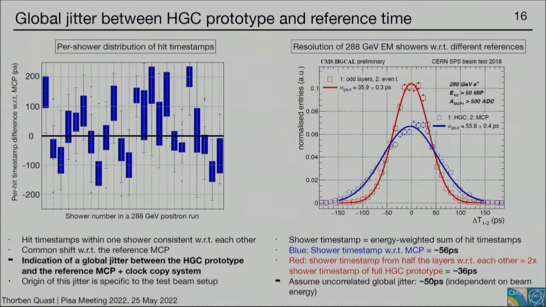Quantifying this a bit further, what we can do is compute a global shower timestamp. By combining all the hits from a shower and comparing it to the MCP, the distribution of this exercise is shown here in blue. You get to a resolution of about 56 picoseconds. And if you do the same exercise, but only taking odd and even layers, so always 14 layers of your prototype, and compare these two timestamps, you get to a resolution of about 36 picoseconds. And by then doing a bit of algebra and considerations of how these resolutions can come up, we are confident that this global jitter amounts to about 50 picoseconds.